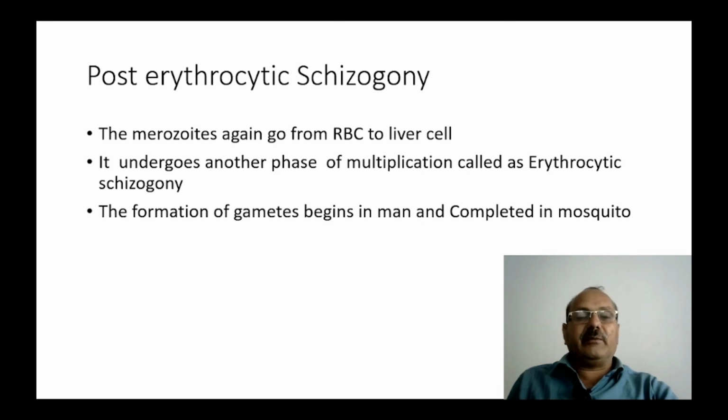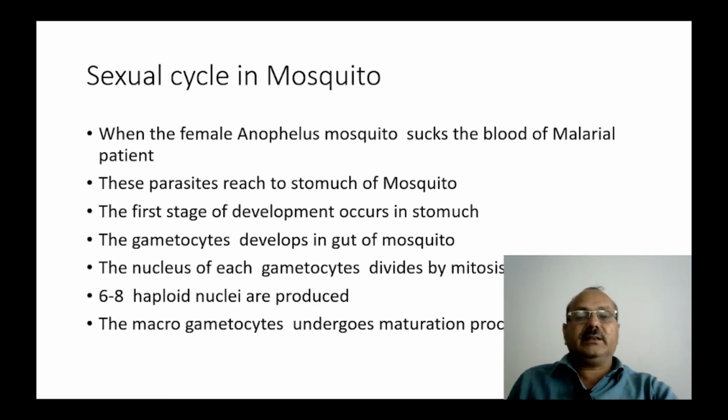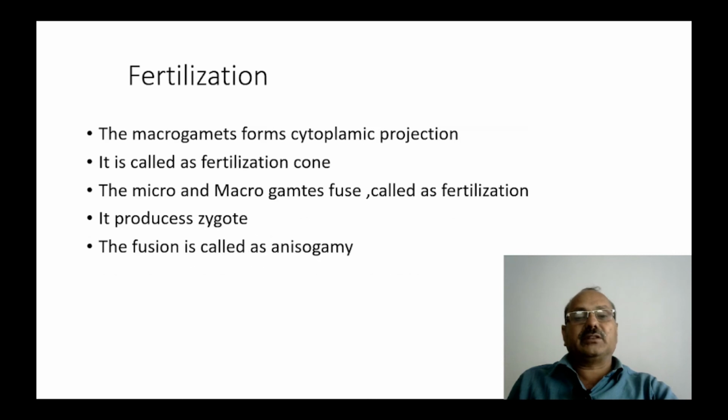The formation of gametes begins in man and is completed in the mosquito. Then the sexual cycle occurs in the mosquito. When a female Anopheles mosquito sucks the blood of a malarial patient, the parasite reaches the stomach of the mosquito. The first stage of development occurs in the stomach. The gametocytes develop in the gut of the mosquito. The nucleus of each gametocyte divides by mitosis and produces 6 to 8 haploid nuclei. The macrogametocytes undergo a maturation process.